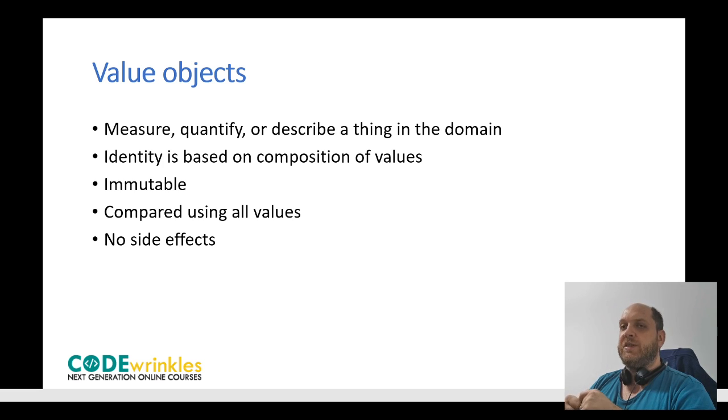Another very cool thing about value objects is that they are immutable. So it is forbidden, according to DDD, for value objects to change. This means that whenever you want to change something in a value object, you basically create a new one. This is a very important pattern in DDD. And I can also give an example.